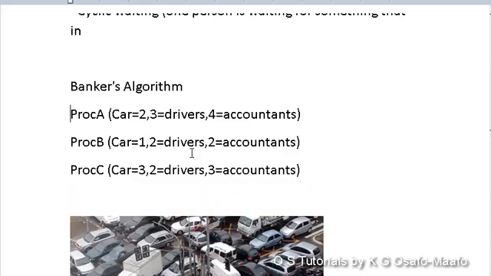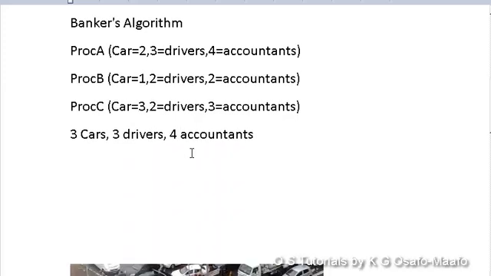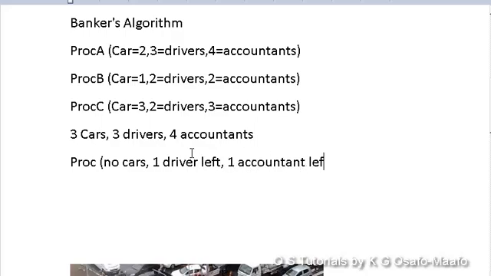Right, so I have listed here, trying to illustrate the banker's algorithm, four processes, each one listing the maximum number of things it needs. If we have three cars, three drivers, and four accountants, we should be able to satisfy this problem. For example, we could let process C go first. Process C will pick three cars. If process C goes first, there will be no cars remaining. There will be one driver left over and one accountant left over, right?